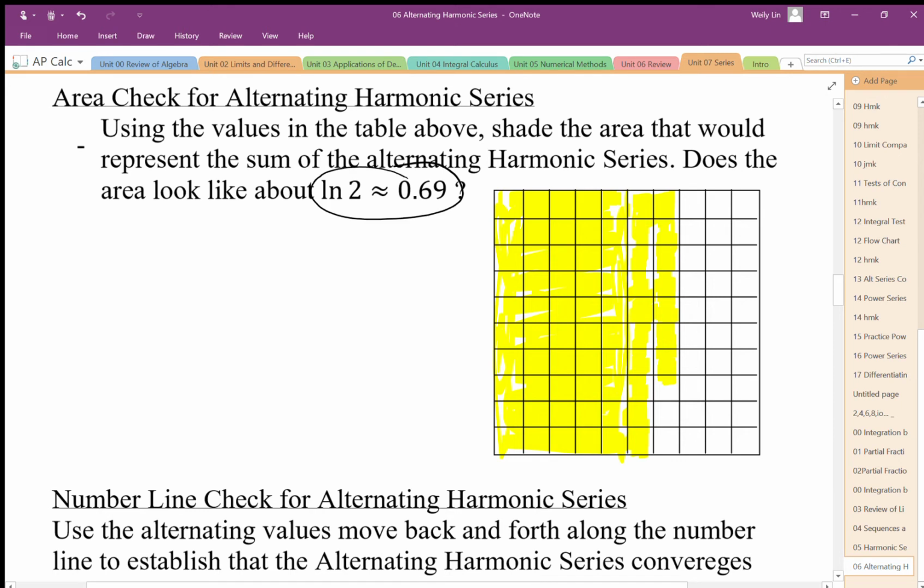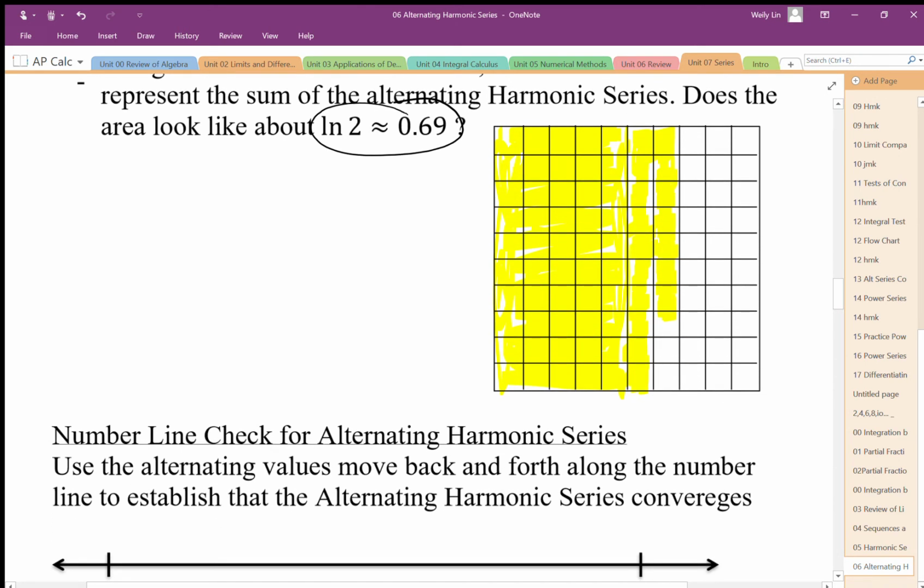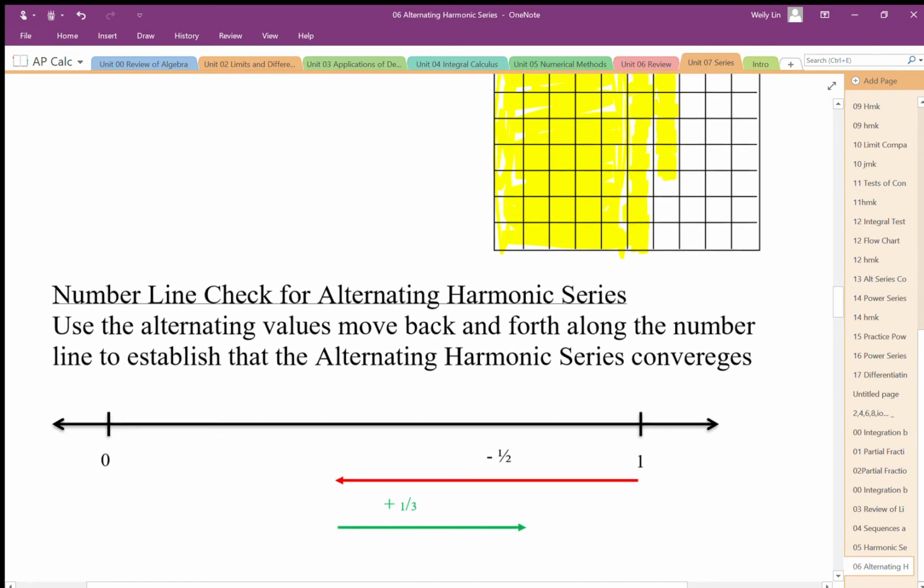So we can kind of see that it's tending towards a number. It's a bit of a stretch to say it's 0.69, but it is at least in the neighborhood of 0.69.